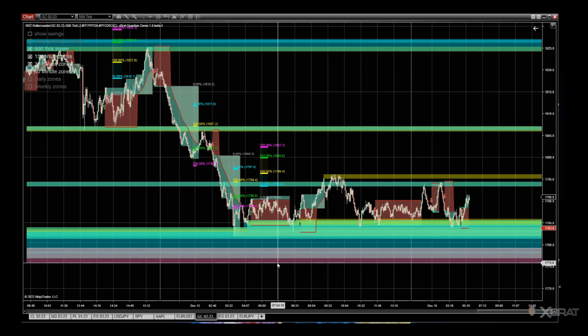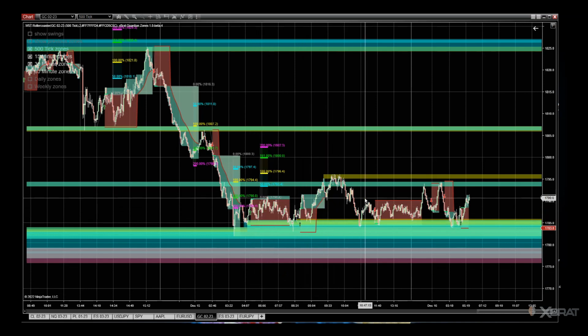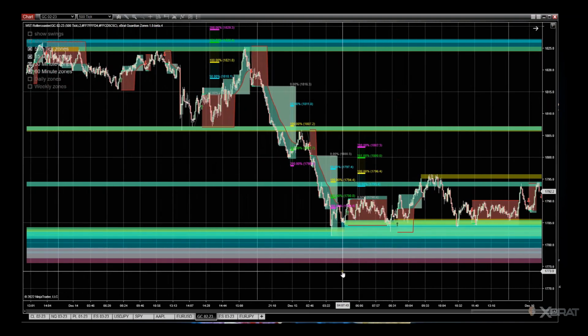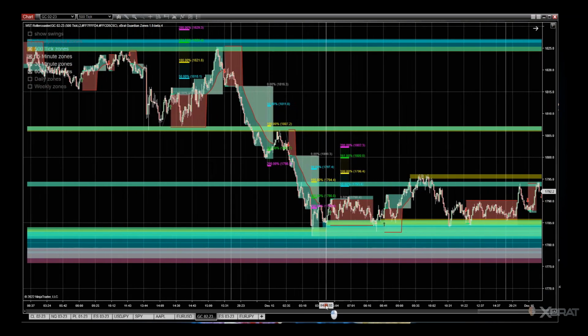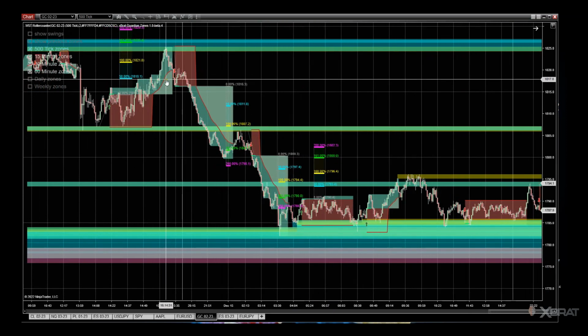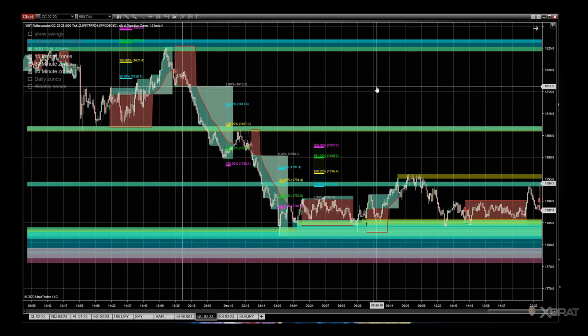Combining that roller coaster with those Guardian zones really helps you trade between the zones and recognize when not to take signals, which is important. It's a great combination for every futures trading strategy, whether you're part-time or full-time. These two combined together are basically what you need on the chart.